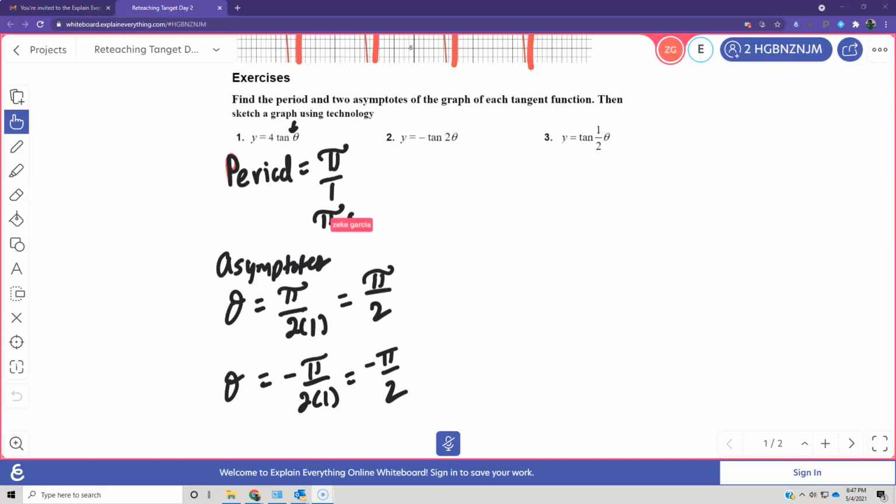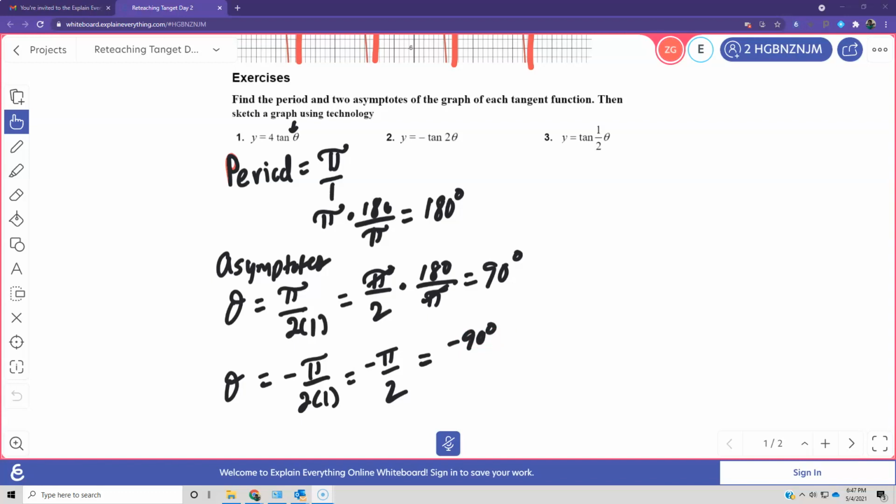If you want to know what it is in degrees, then we can say that the period is 180 over pi. The pi's cancel, so the period is 180 degrees. Here we just multiply 180 over pi, and the pi's cancel. So the second asymptote is at 90, and the other one is at negative 90 degrees.